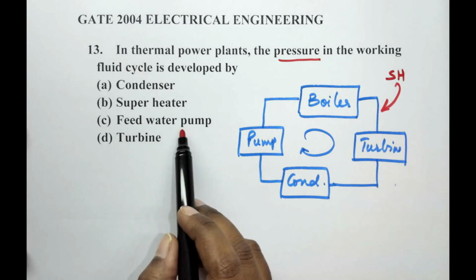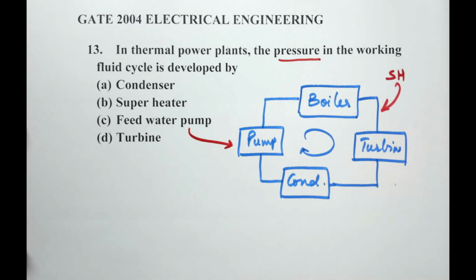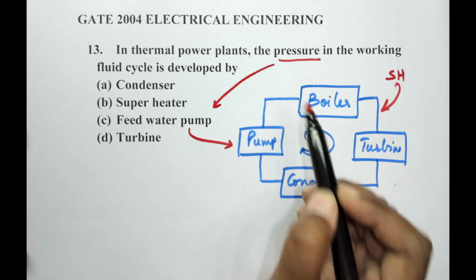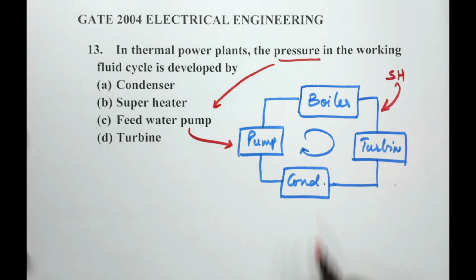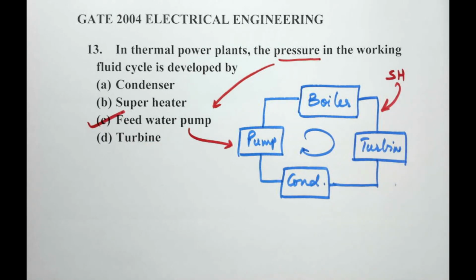Now with the function of pumping the water back into the boiler comes the factor of the pressure. Now the pressure in this entire cycle is developed by the pump, or in this case by the feed water pump. So the right option for this question is feed water pump, option C.